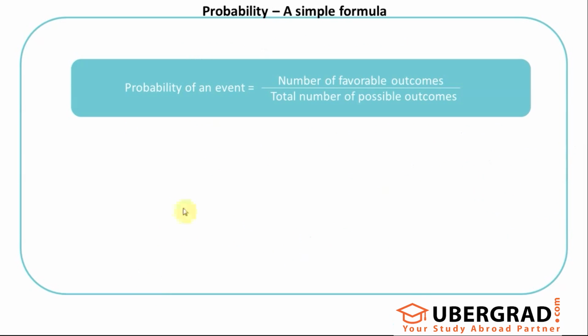Now, the very simple formula of probability that would help us solve easier questions is this. Probability of an event is the number of favorable outcomes divided by the total number of possible outcomes. So for whatever the given situation, first I understand the total possible outcomes. That is your first step. You need to understand what all the possible outcomes are. Then, according to the given event, what are my favorable outcomes.